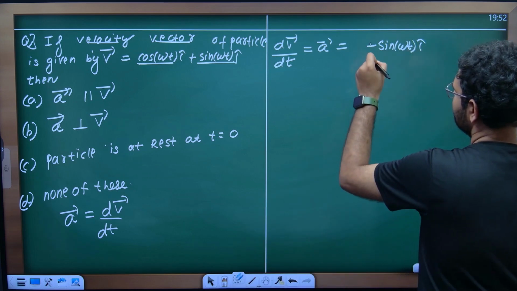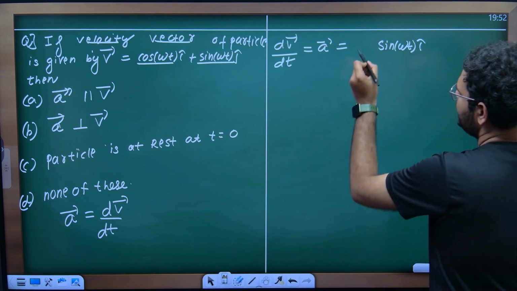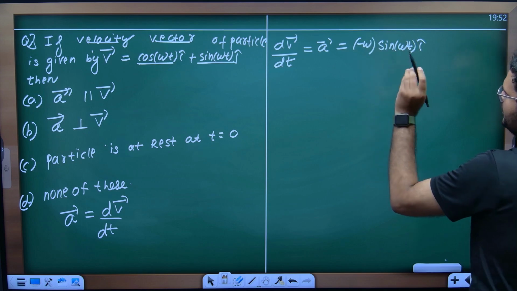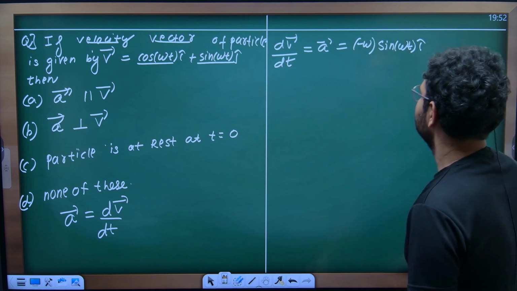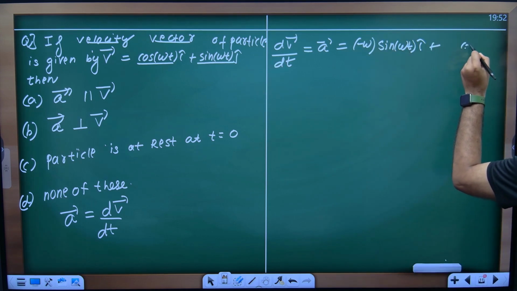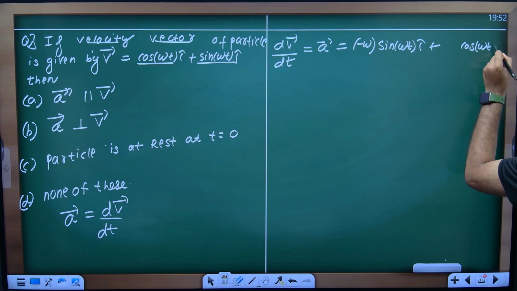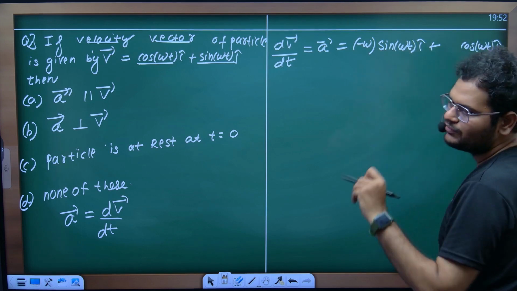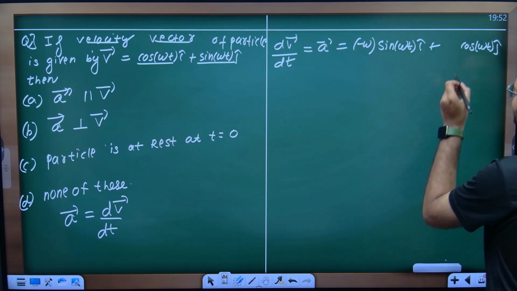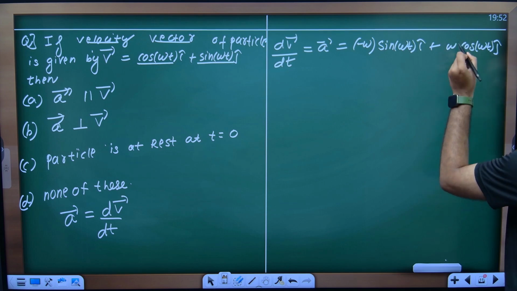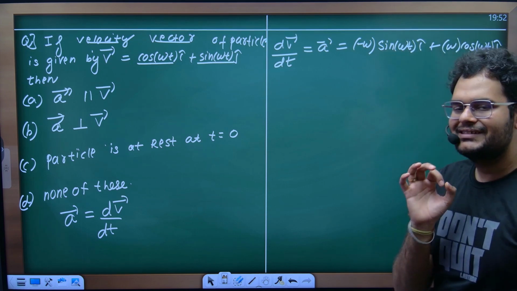Instead of writing like this, I will simply write minus omega. No problem at all. What is differentiation of sine? Sir, simply cos omega t j cap. And what is differentiation of this omega t? Omega t differentiation is omega, so here omega will come. Are you getting this? So this is my acceleration vector.